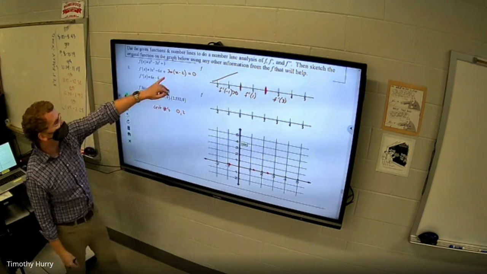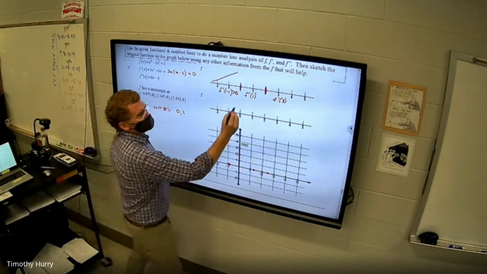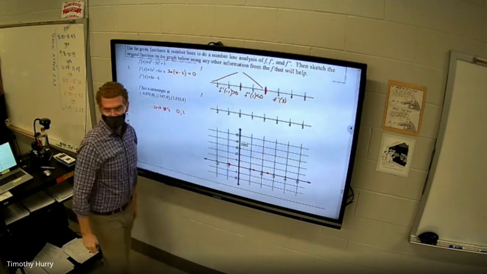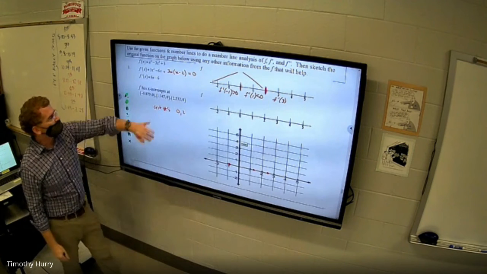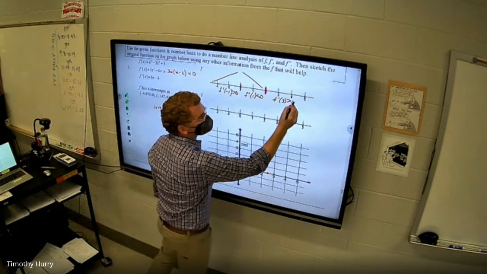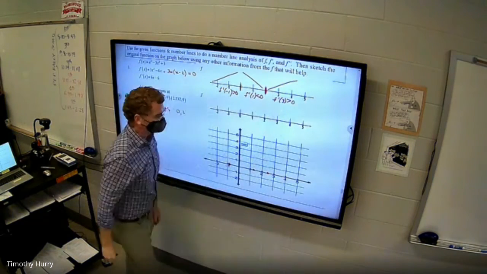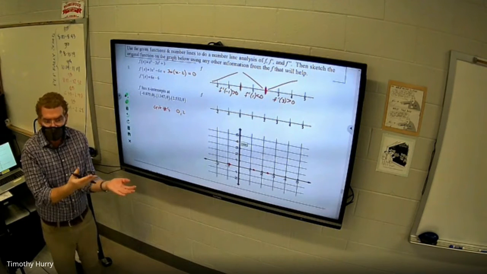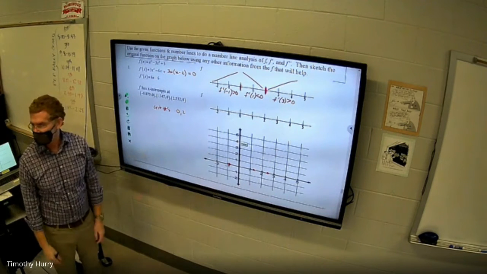I plug 1 into the derivative, positive, negative. A negative derivative tells me decreasing function. And I plug a 3 in there, I get 9 times 1 is positive. A positive derivative tells me increasing function. And from this, my first derivative test tells me what?